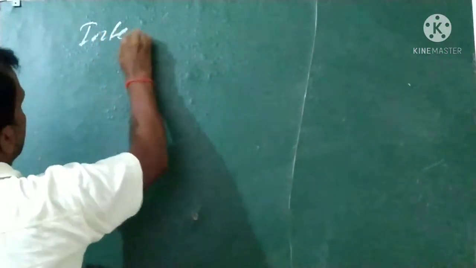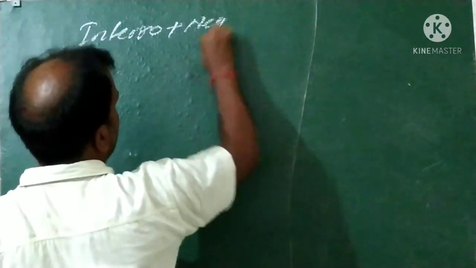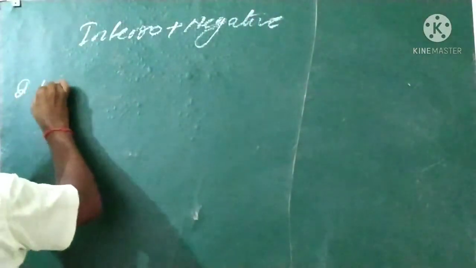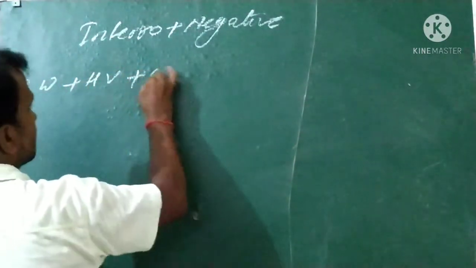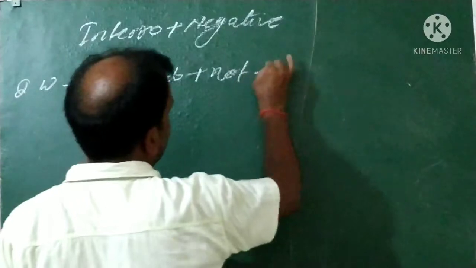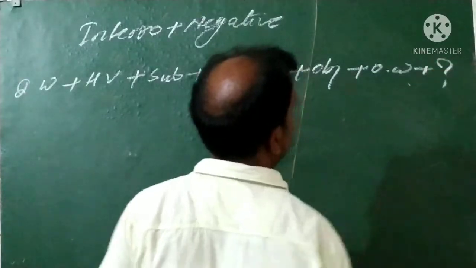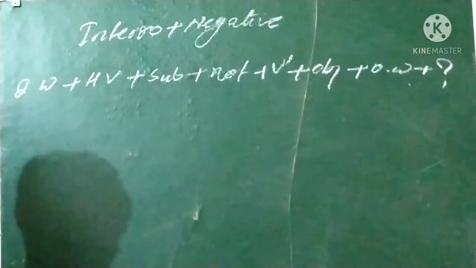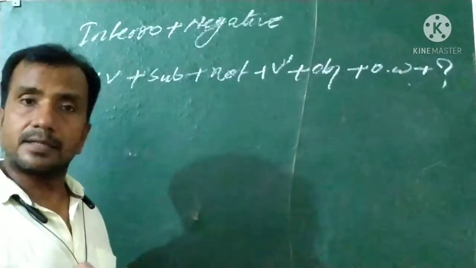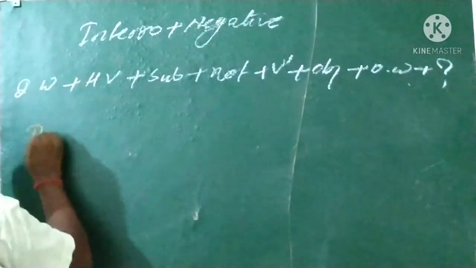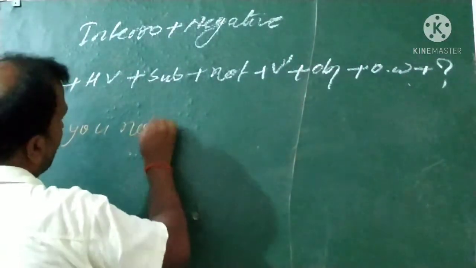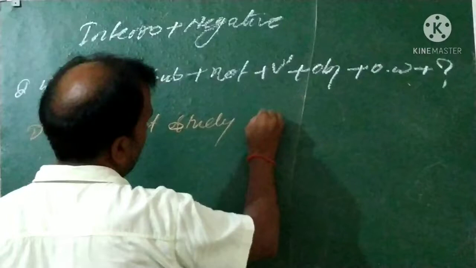So interrogative negative. Interrogative negative, that means interrogative plus negative. At first question word, then helping verb, then subject, then not, then verb of first form, then object, then other word, then question mark. जैसे कि क्या आप इंग्लिश नहीं पढ़ते हो? तो do you not study English.